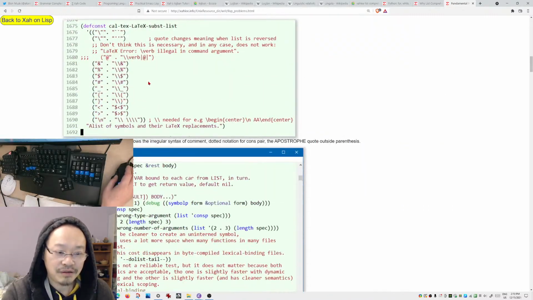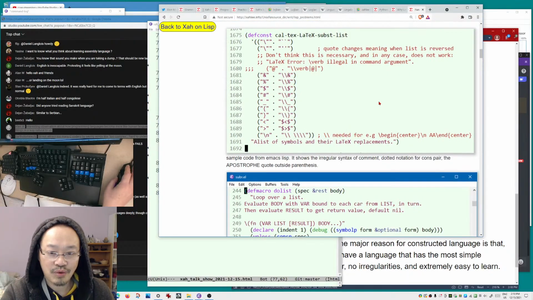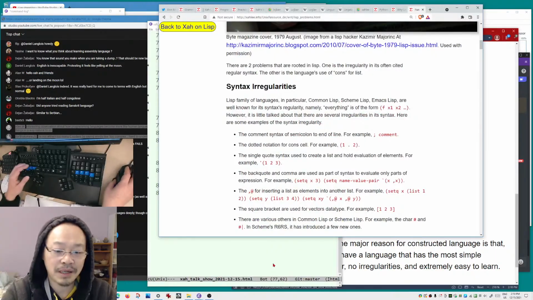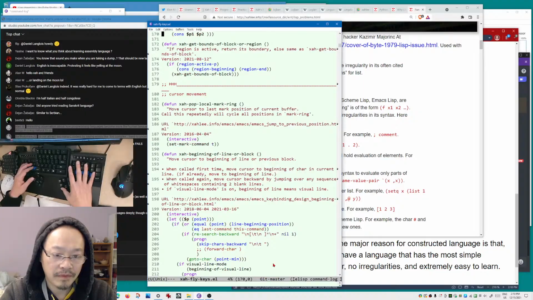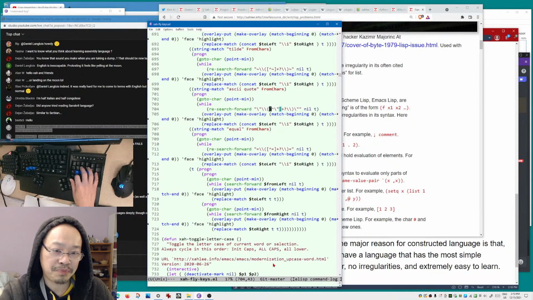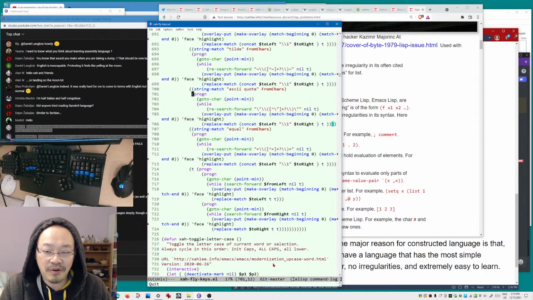Now, as you may know, Lisp has one of the most regular syntaxes. For example, as I've showed you, essentially everything is just parentheses. No special plus sign, no special whatever. Everything is just parentheses. And Lisp people love it.